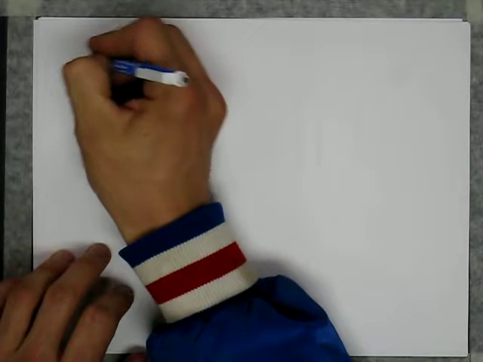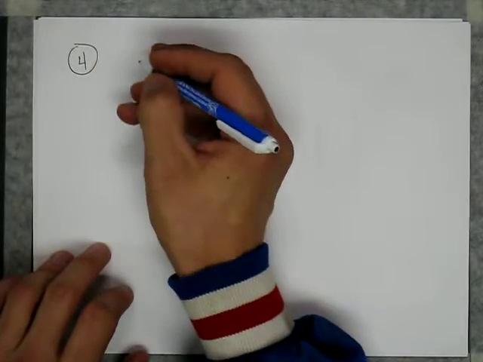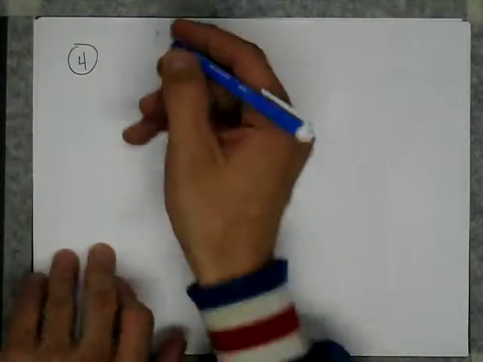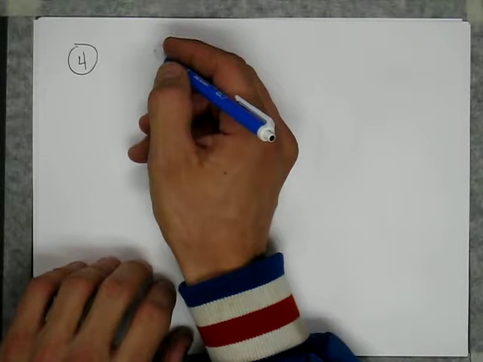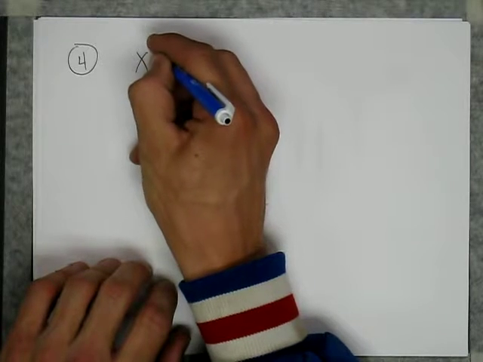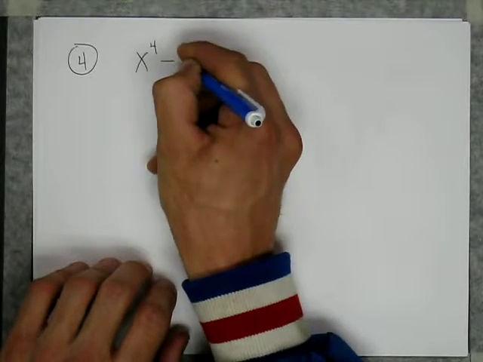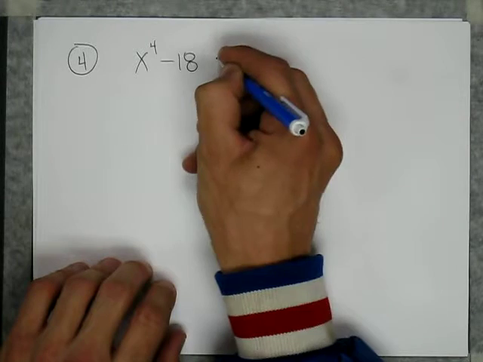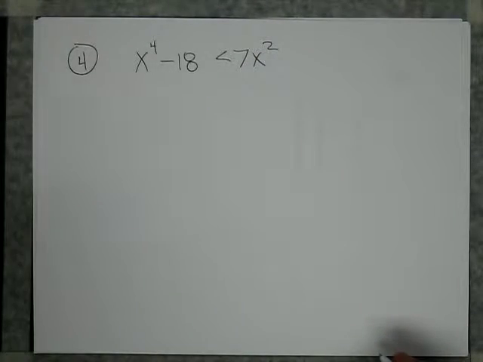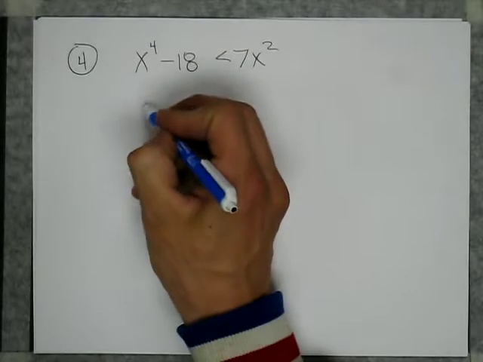All right, let's get a little more hardcore in here. This is number 4. Let's make this the last example. How hardcore do we want to get? No, this isn't too bad. x to the 4th, I mean this is really hard, less than 7x squared. All right, let's go ahead and set this one equal to 0.